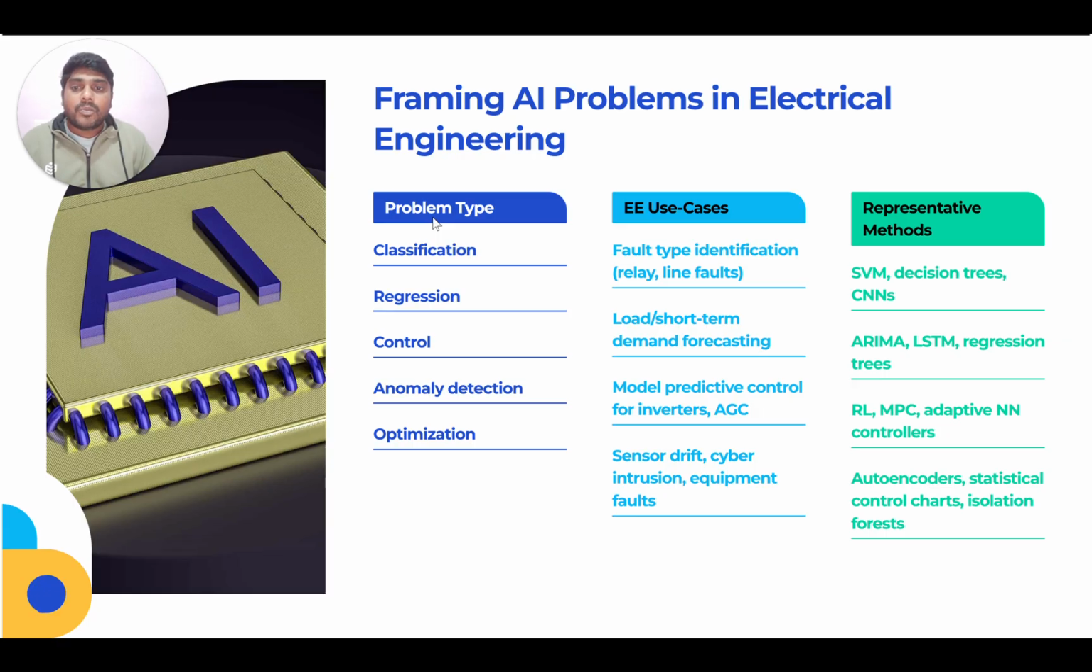For each of these problem types, different machine learning and AI algorithms such as support vector machines, convolutional neural networks, long short-term memories, reinforcement learning, and metaheuristics are applied depending on the system needs.